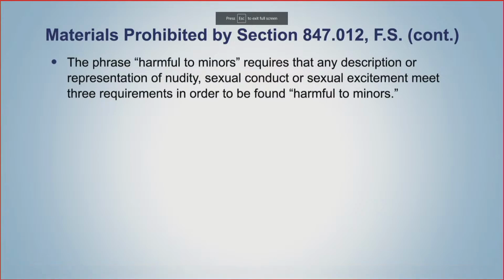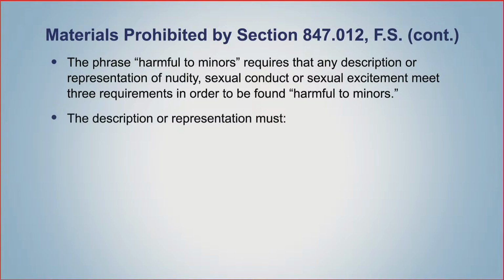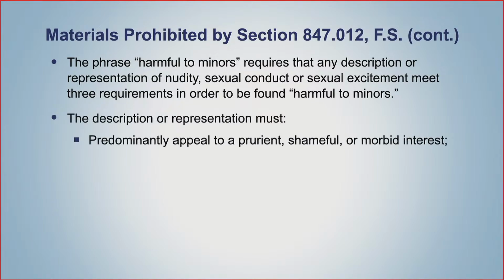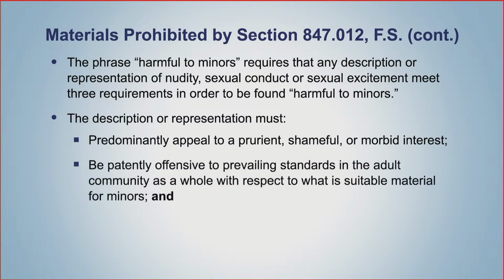Harmful to minors requires that any description or representation of nudity, sexual conduct, or sexual excitement meet 3 requirements to be found to be harmful to minors. First, the description or representation must predominantly appeal to a prurient, shameful, or morbid interest. Second, the description or representation must be patently offensive to prevailing standards in the adult community with respect to what is suitable for minors. Reference to the adult community as a whole means extremes should not be relied upon. The community will generally mean the school community or district.